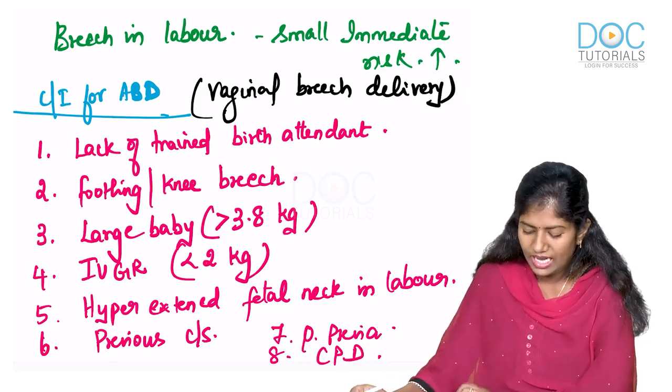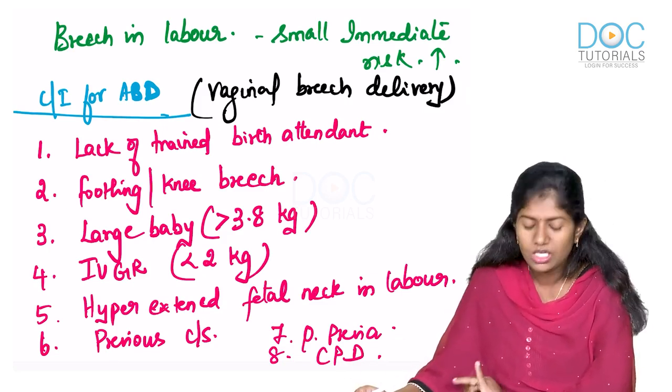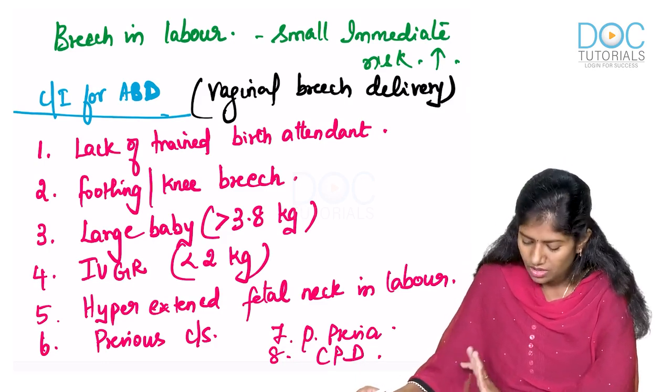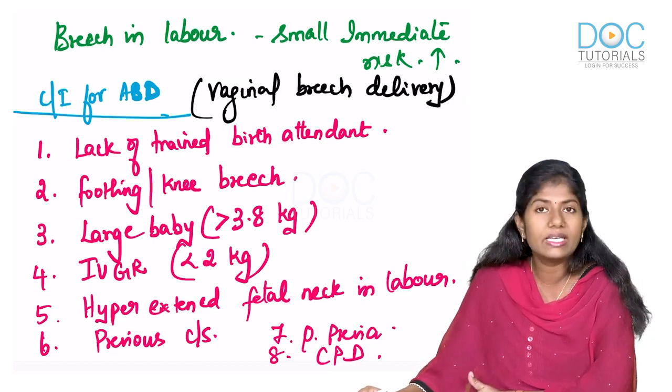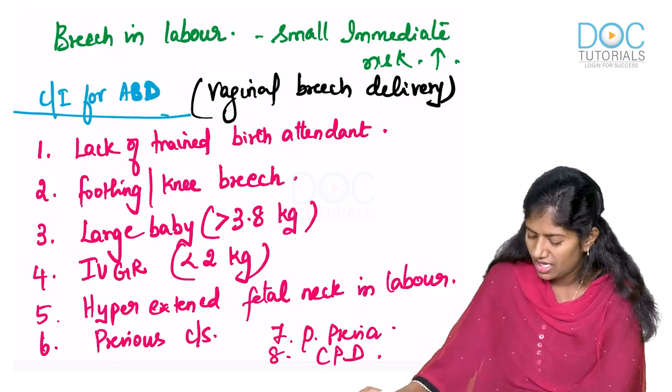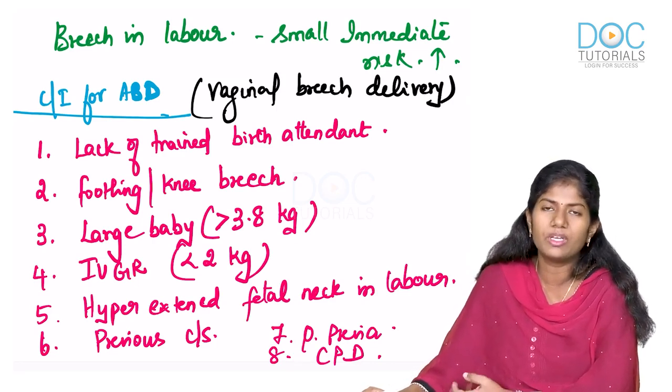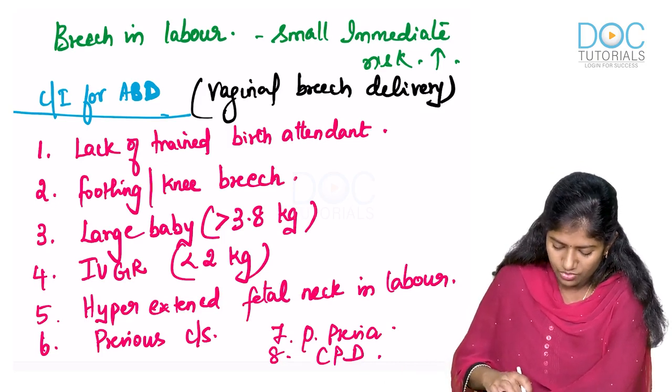So altogether there are 8 contraindications for assisted breech delivery. What are they? Lack of trained birth attendant, footling or knee breech, large baby weighing more than 3.8 kg, small baby or IUGR baby weighing less than 2 kg, hyperextended fetal neck in labor, previous cesarean section, any other obstetric indications for cesarean section like placenta previa, and cephalopelvic disproportion.